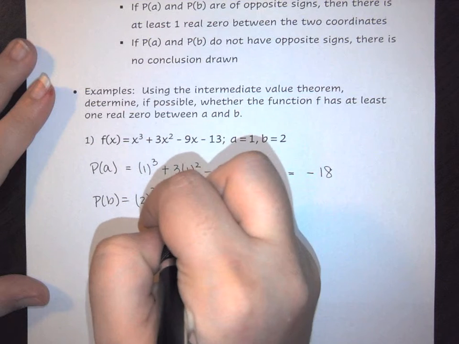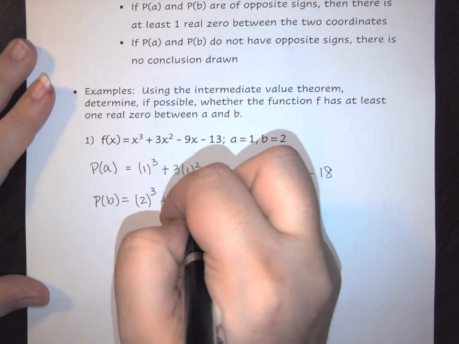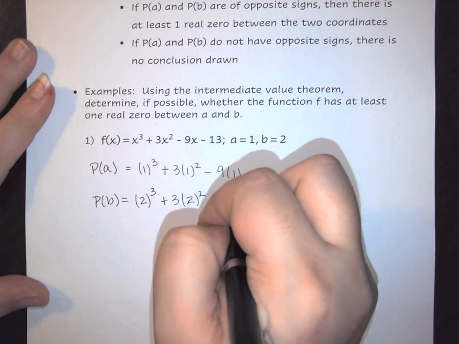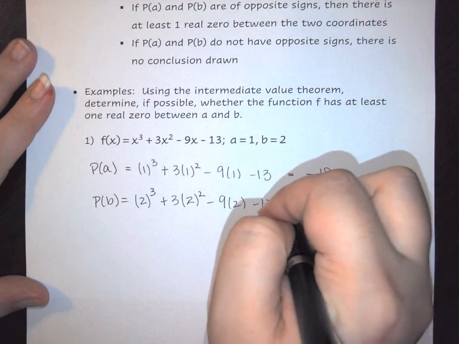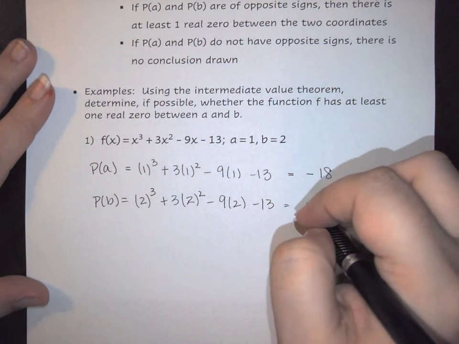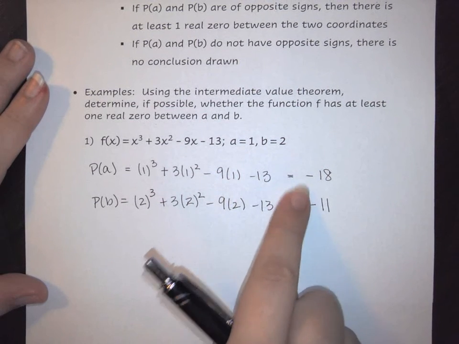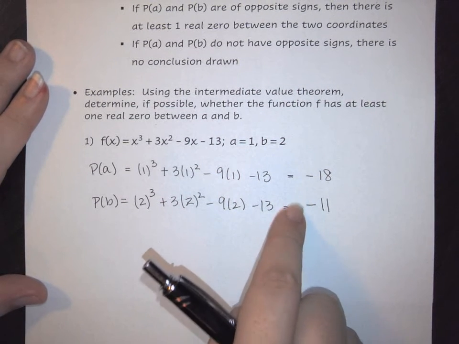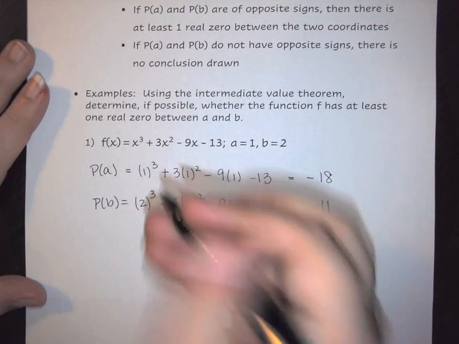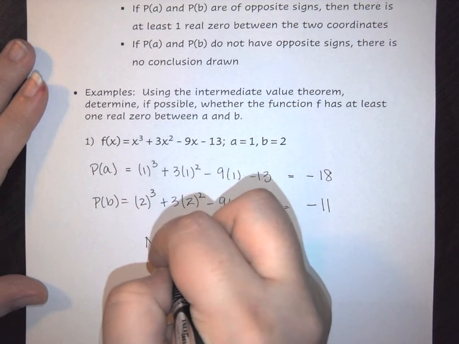Now, notice both of these signs are exactly the same. Because they're the same, what this tells us is that we have no conclusion. Since the signs are the same, you cannot tell if you have a zero between them or not.